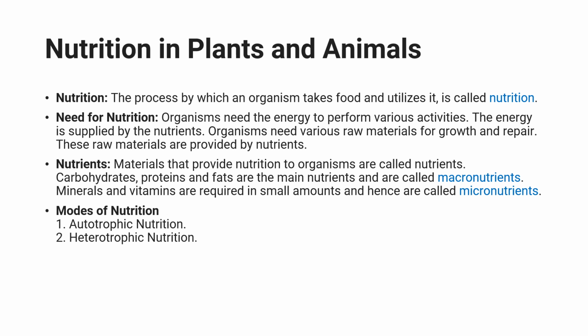What are nutrients? Materials that provide nutrition to organisms are called nutrients. Carbohydrates, proteins, and fats are the main nutrients and are called macronutrients. Minerals and vitamins are required in small amounts and hence are called micronutrients. What are the modes of nutrition? Autotrophic and heterotrophic.